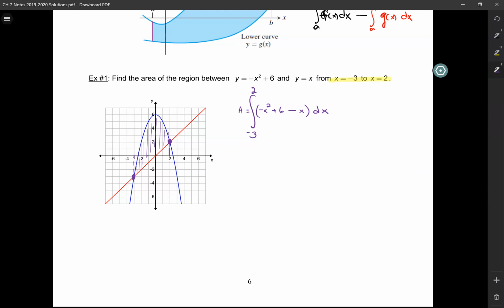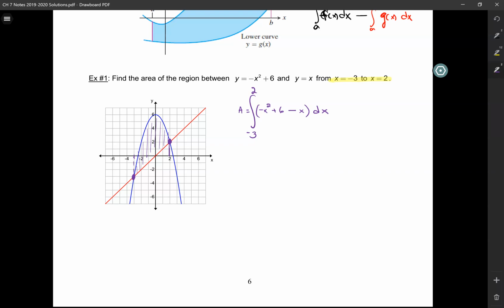Are you just trying to do the integral from negative 3 to 2 of negative x squared plus 6 dx, and then the integral from negative 3 to 2 of x? It's the same thing, except this is quicker.